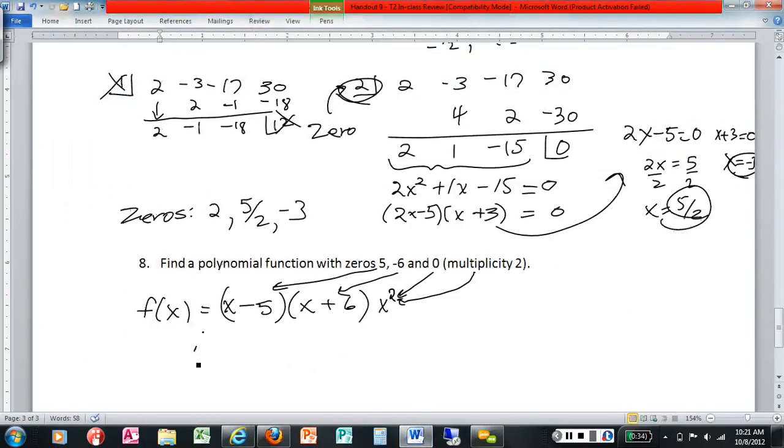Okay. All right. Any questions on any of those? I may have you multiply that out. I may just say don't multiply it out. Just follow the directions. Okay. All right. Okay. Well.